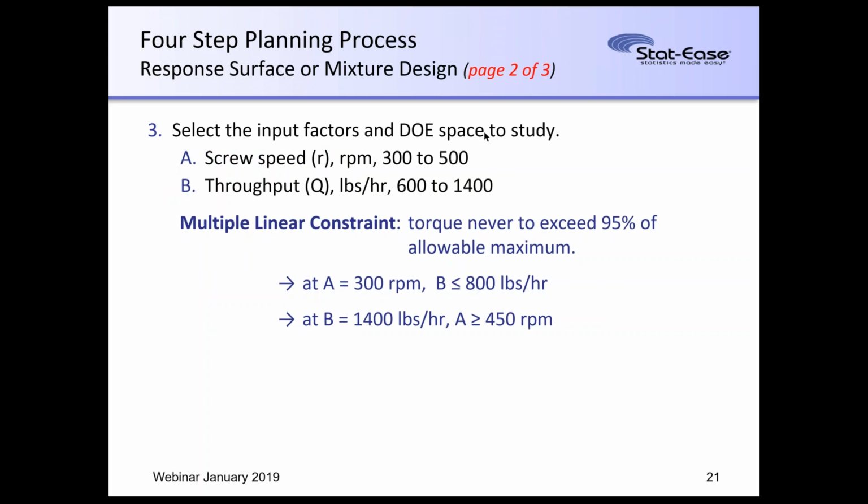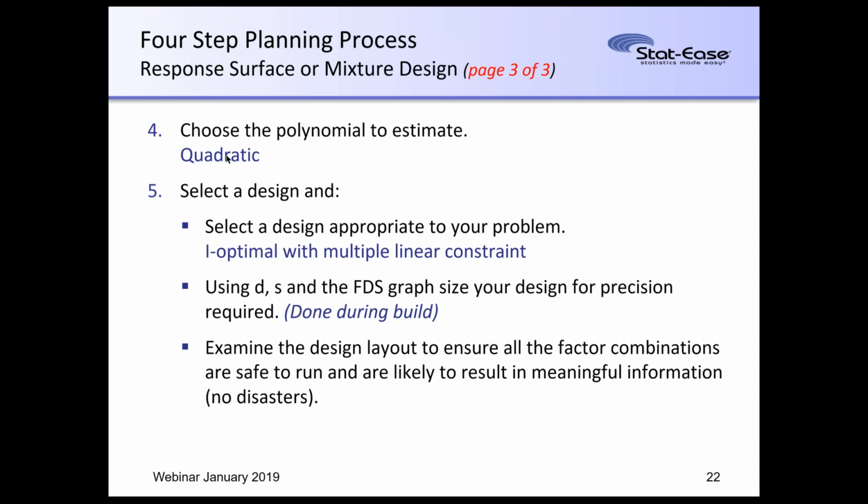Okay, then we pick our DOE space, 300 to 500, 600 to 1400. We want to never exceed 95% of the allowable torque. We did our range finding. We found out what that involves. Okay, we're going to design for a quadratic model. We're going to use an I-optimal design with multilinear constraints.